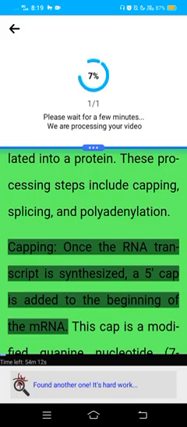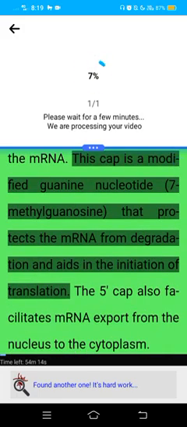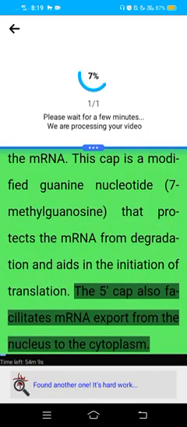Capping. Once the RNA transcript is synthesized, a 5' cap is added to the beginning of the mRNA. This cap is a modified guanine nucleotide, 7-methylguanosine, that protects the mRNA from degradation and aids in the initiation of translation. The 5' cap also facilitates mRNA export from the nucleus to the cytoplasm.